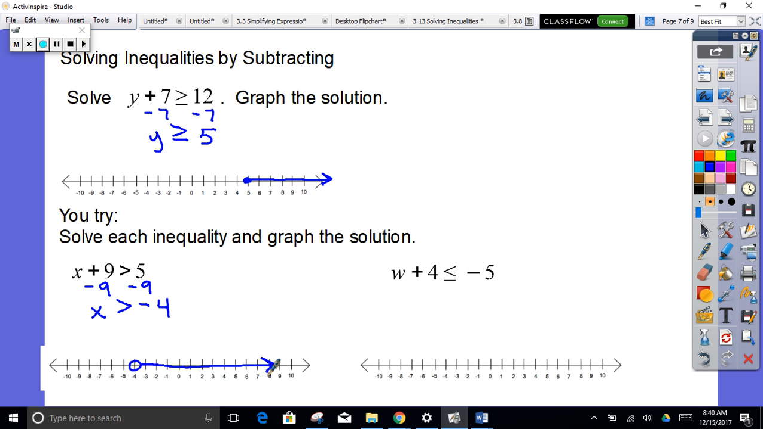Okay. Taryn. You would subtract 4 from both sides. Good, well said. Then it would be w is less than or equal to -9, same sign as did. Good, an excellent explanation. You would just put a closed circle at -9 because the arrow would go to the left. Good.